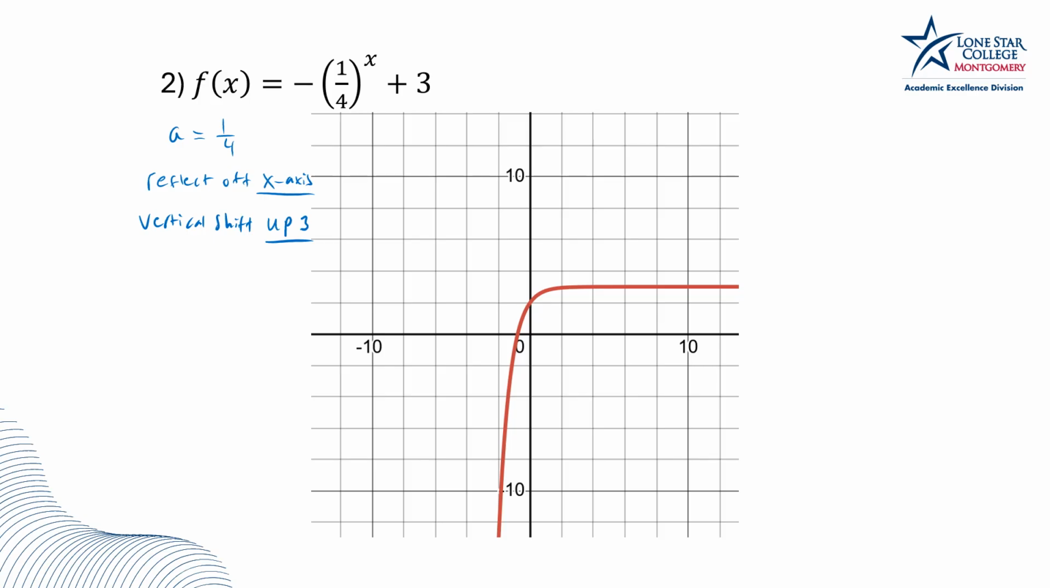So if we think about the parent function, let's call it h of x, it is (1/4) to the x power. It'll be coming from the right here and going up like so. And again, this point right here is going to be (0, 1), across the y-axis. So as we said before, not only is it shifting up 3 units, it's also being flipped across the x-axis. So that's what our function, -(1/4) to the x plus 3, will look like in the red right here.